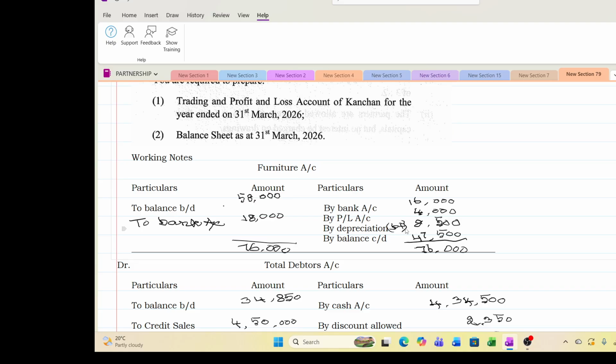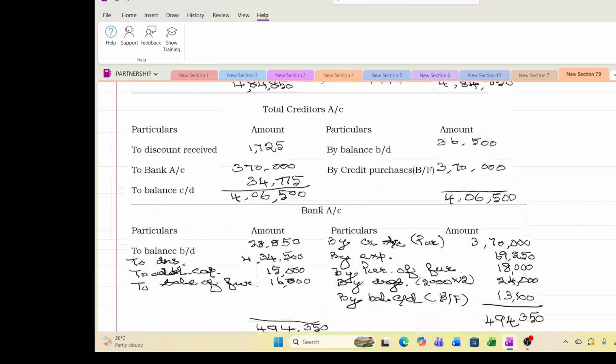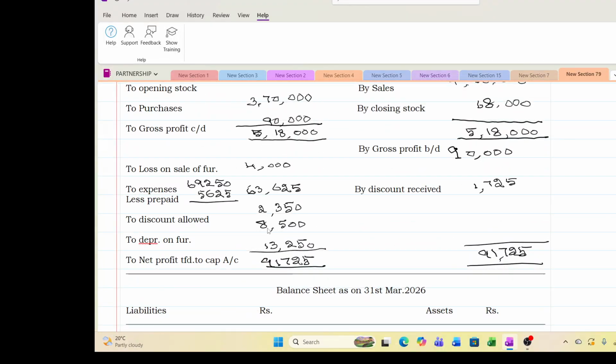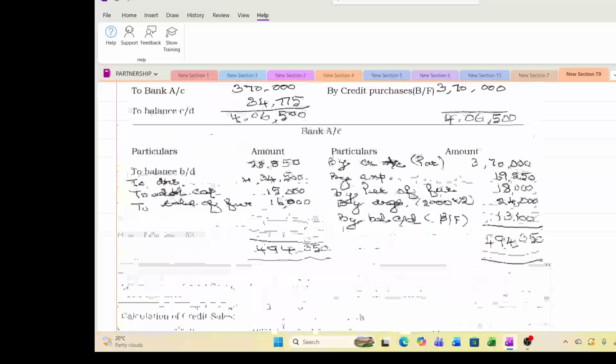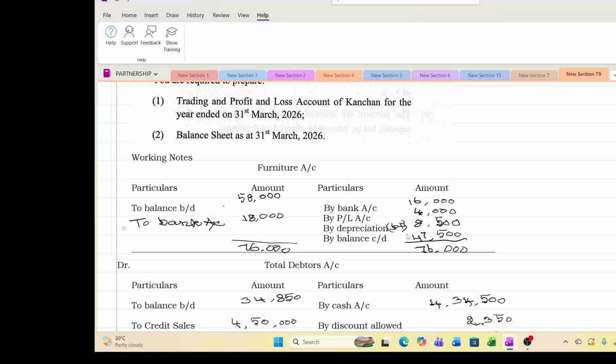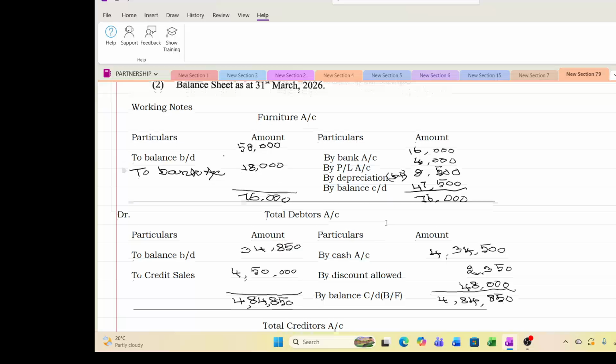Don't forget to write balancing figure. Write it in full form. And all debit, credit, everything, you write it in the books of Kanchan. Everything, please follow that. So now the depreciation should go to your P&L account. First we will go to P&L account, then we will do the rest of the things. 8,500 is entered here. Now one account is completely over, and we have entered this 47,500 in the current balance sheet also, so no worry.